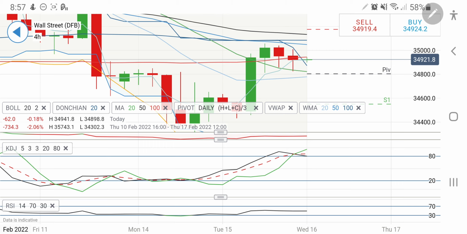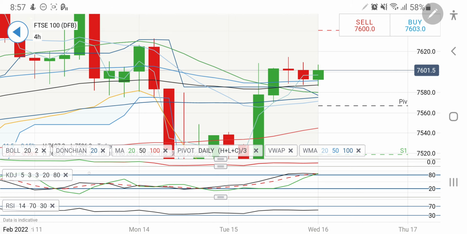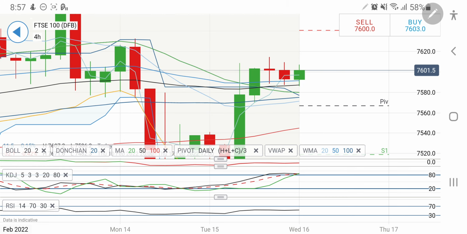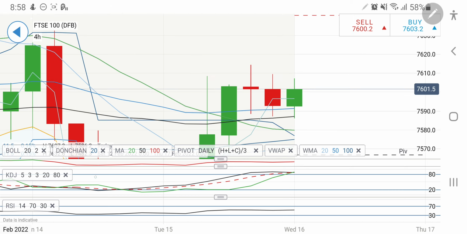Take your positions accordingly. Now let's move towards FTSE 100. FTSE 100 on the 4-hour chart is showing signs of reversal here, and you can see it trading and breaking this zone. Also the lows and highs are well connected here, so the only long entry is beyond 7620, which is going to be a stronger resistance for FTSE 100.